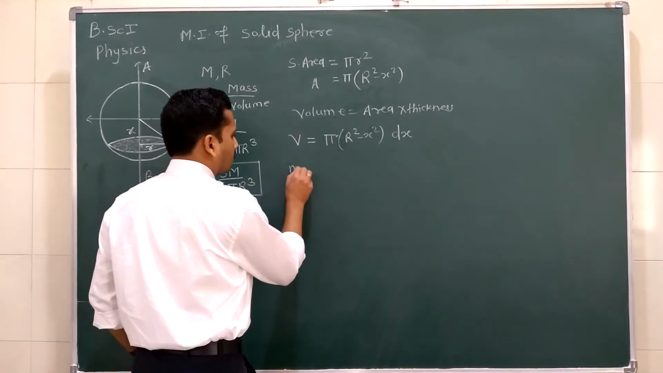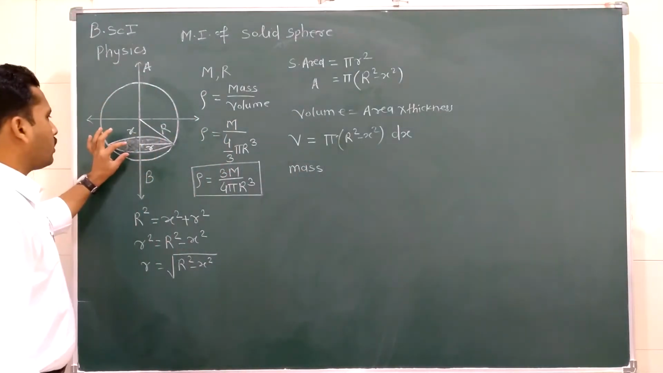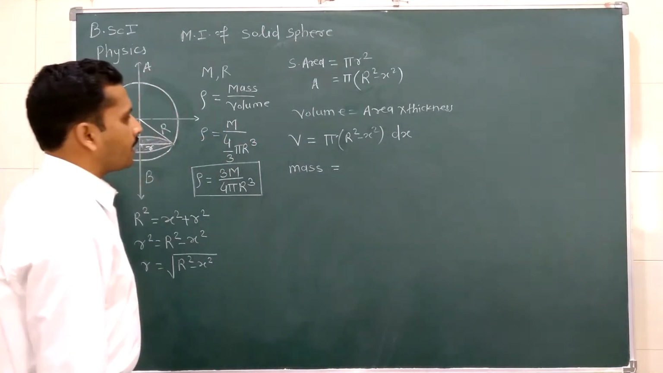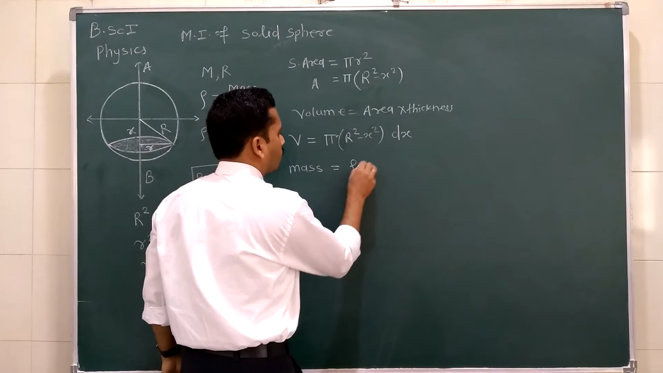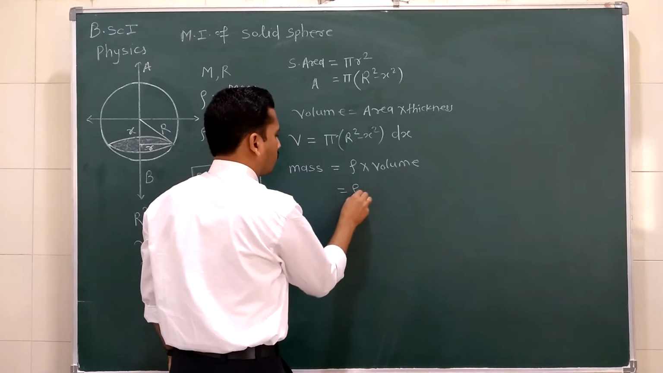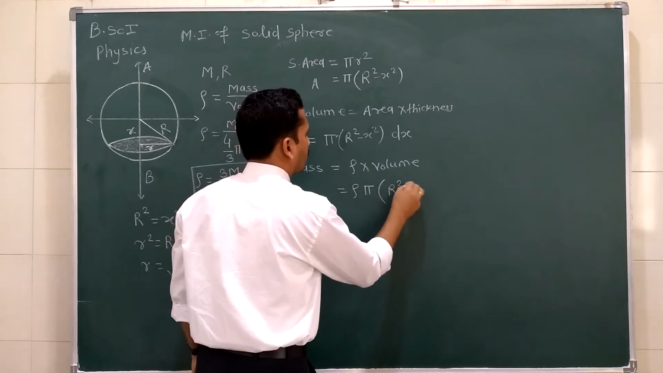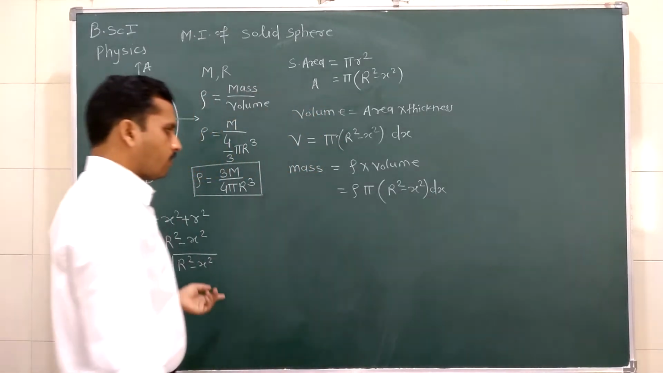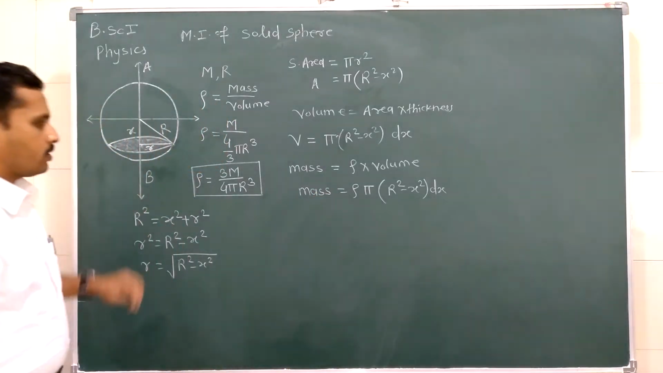Now what is the mass of this small disc? How can the mass be calculated? The mass is equal to density multiplied by volume. So it is rho multiplied by the volume, pi times (R square minus x square) multiplied by dx. This is nothing but the mass of this small disc.